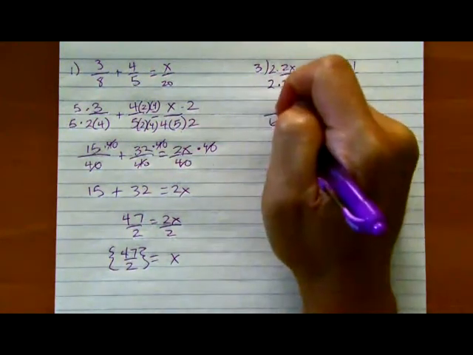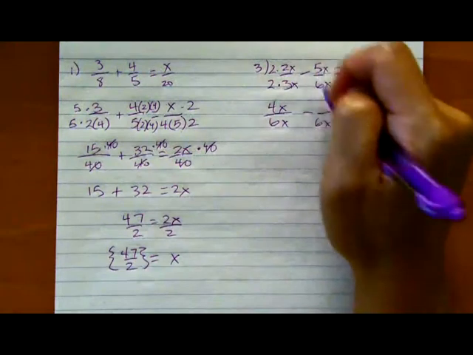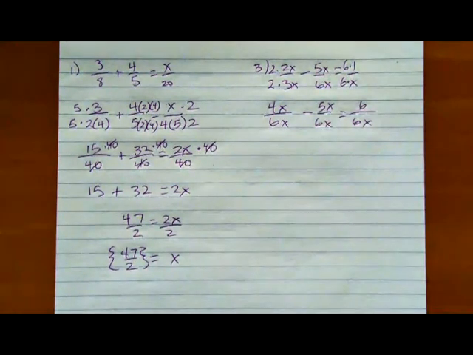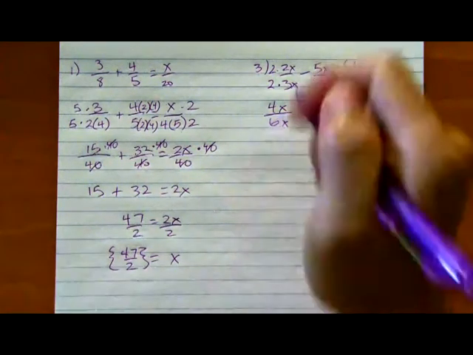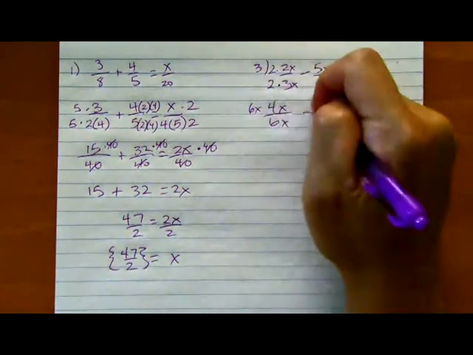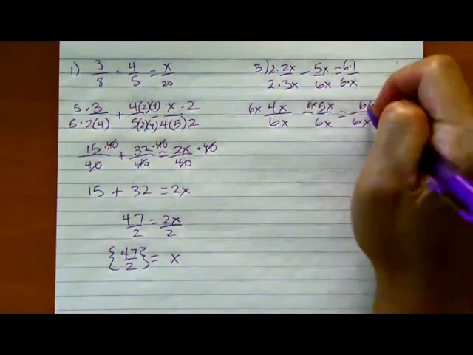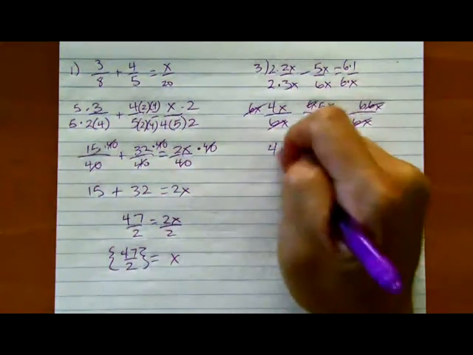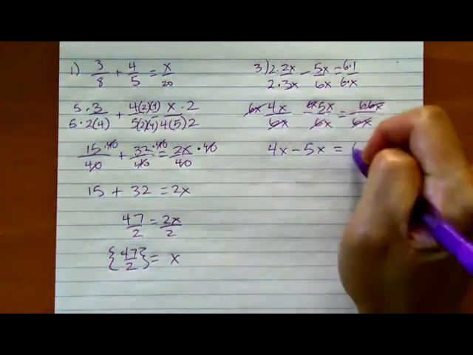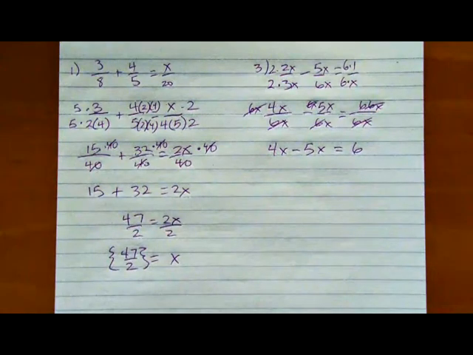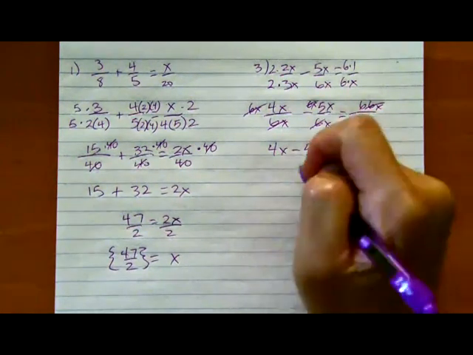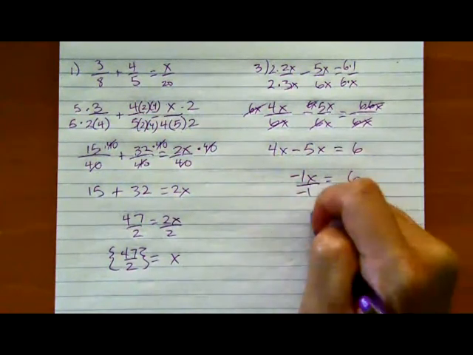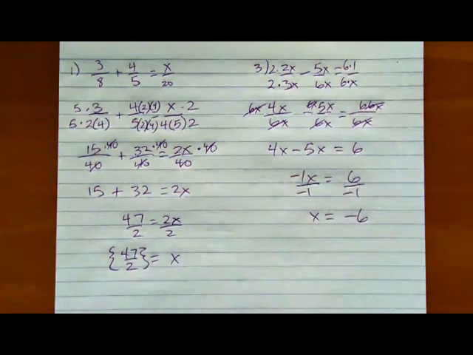Numerator would be 4x minus 5x equals 6. Okay, now that the denominators match, we need to eliminate the denominator. Multiply everything by 6x. That'll cancel. 4x minus 5x equals 6. Okay, no fractions. Now we can just solve. We can combine the terms. That's your solution.